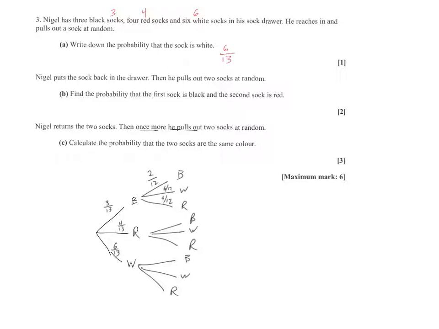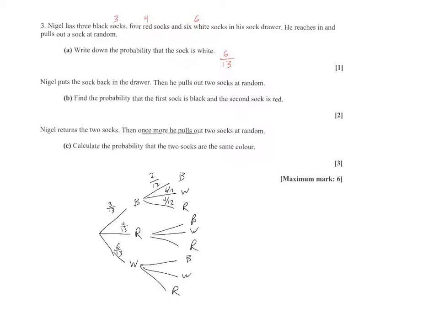So if the first one is red, then that means that there are still 3 blacks, so 3 out of 12. There's still 6 whites, so 6 out of 12. And now there's only 3 reds left, so 3 out of 12. And then the last one, white, black, white, and red.